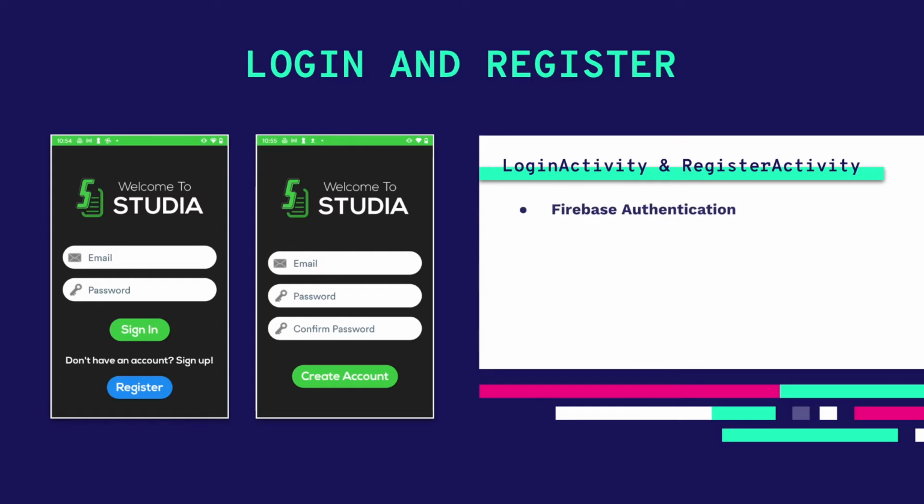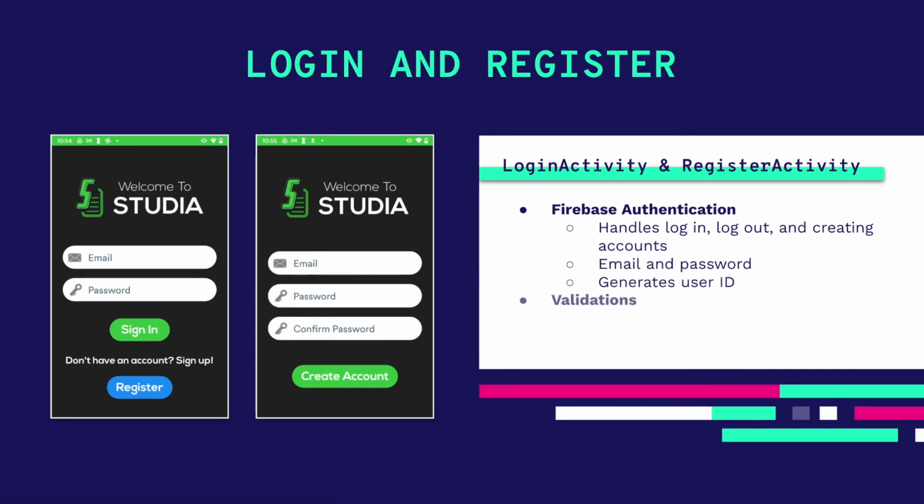Using Firebase authentication, which handles login, logouts, and registration, we were able to authenticate accounts with email and password. Every time a new account is made, Firebase generates a unique user ID for it. One important thing we had to code for was validations, which check to make sure a user is signed in. In main activity, the app's default screen, we check for this. If the user is signed in, they can stay and access the app's features, but if they aren't, we send them to the login activity.